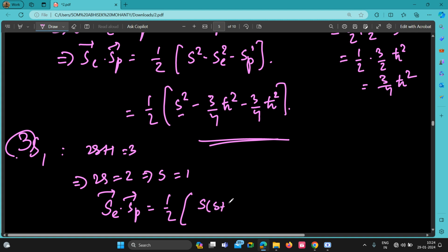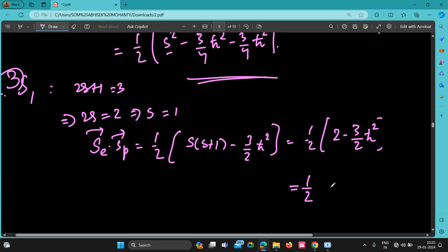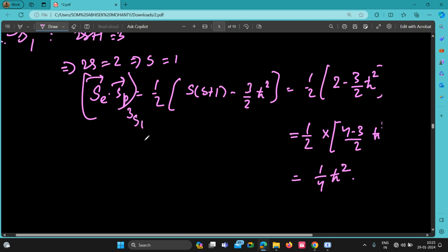S all into s plus 1 minus 3 by 4 minus 3 by 4. 3 by 2 h cut square is equal to half 1 into 2, that is 2 minus 3 by 2 h cut square. Okay, so half 4 minus 3, sorry, 4 minus 3 by 2 h cut square, that is 1 by 2, 1 by 4 h cut square. Okay, so this is your SC dot SP for 3s1.